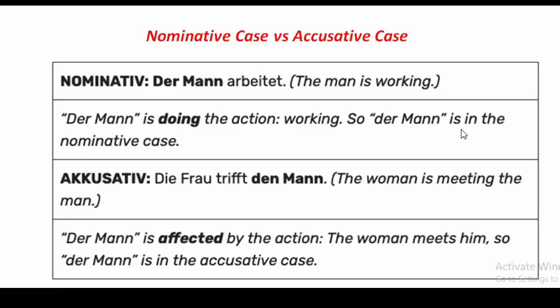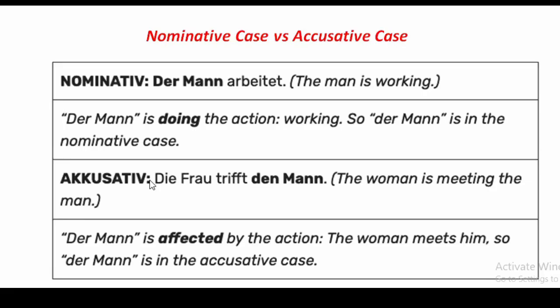This short tutorial is about nominative case versus accusative case. Nominative is basically a subject. So when we talk about subject, we call it a nominative case. For example, der Mann arbeitet. The man is working. Der Mann is doing the action, working. So der Mann is the subject. So that is a nominative case.